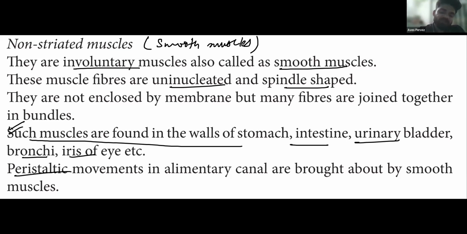Which muscle is spindle shaped? Smooth muscle, or non-striated. The word striated means they are not going to have light and dark bands. Let me discuss striated muscle first, then we will tell you the difference of this one.